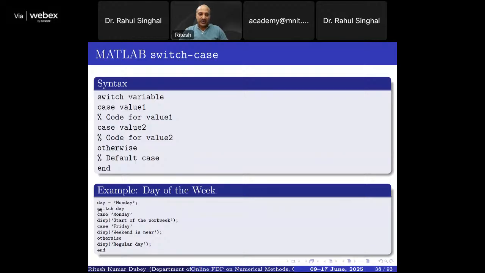And now we are using the switch function. What is the argument followed by the switch function? It is using the variable day. Now you have different cases. Case 1, if it is Monday, then you display start of the work week. If it is Friday, then display weekend is near, otherwise regular day. Since we have defined the variable day as Monday, if you run this code, you will get start of the work week.